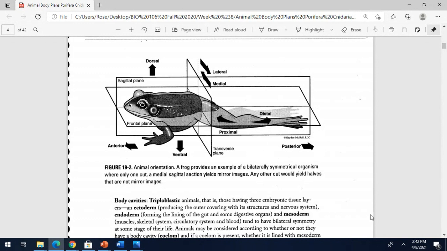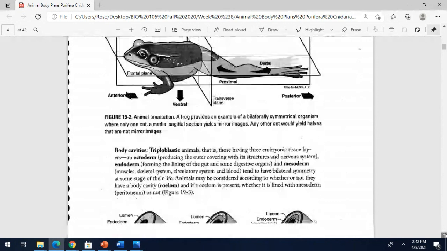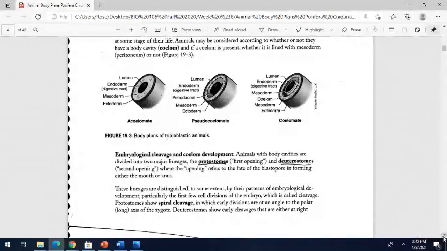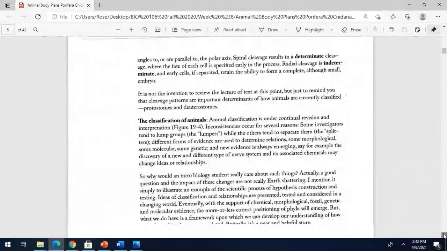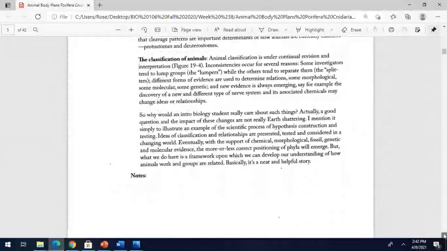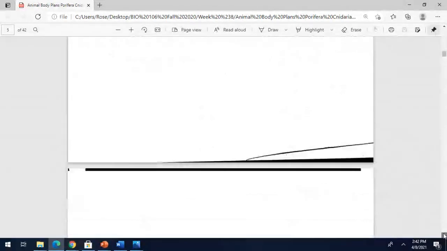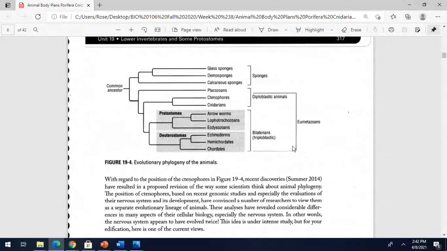All right. So we talk about the kind of coeloms, the body cavities, the coeloms here. All right, this is a recap of what I just showed you guys on our PowerPoint and the different types of animals here. We'll talk about this.